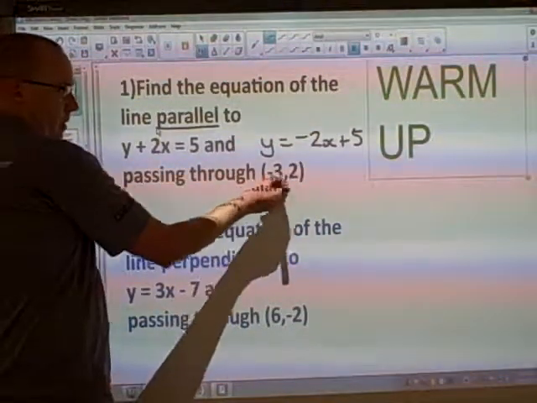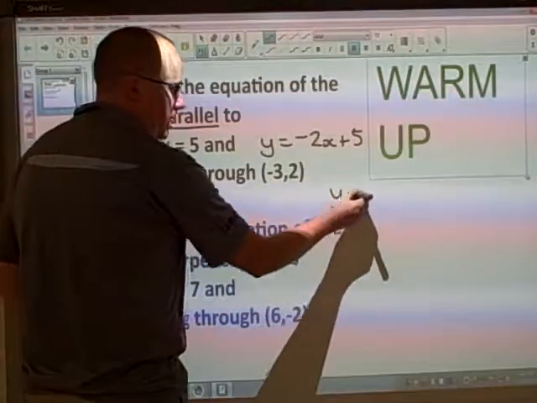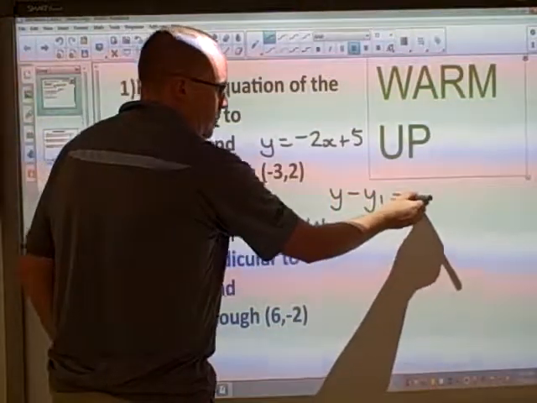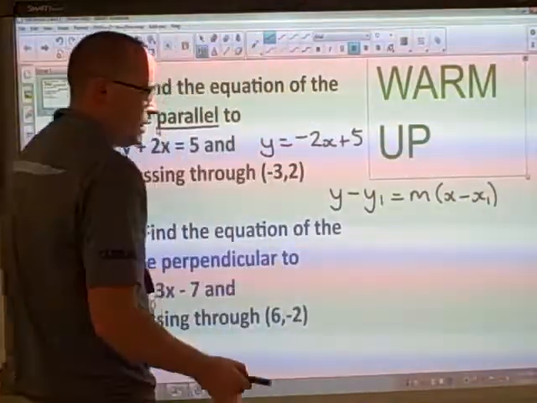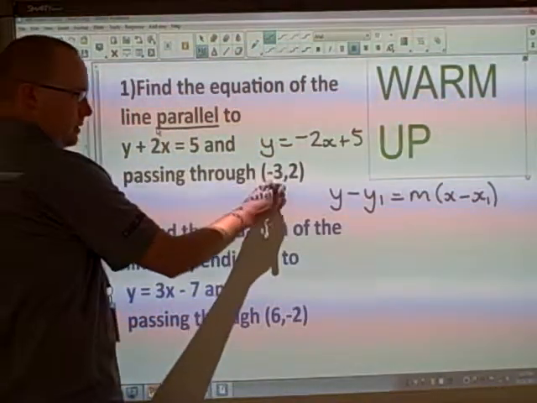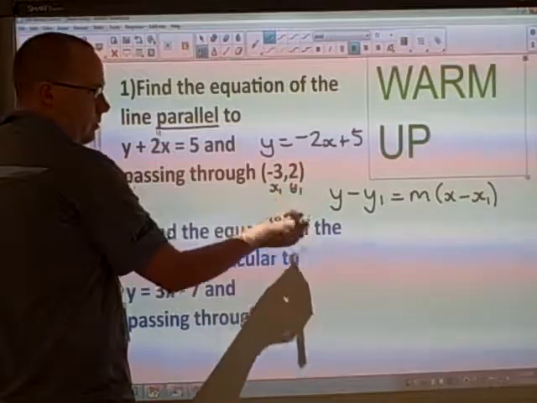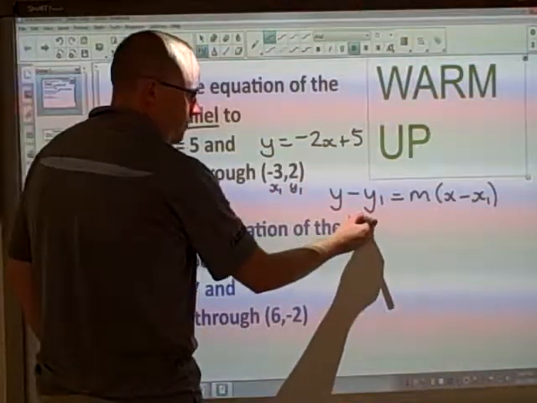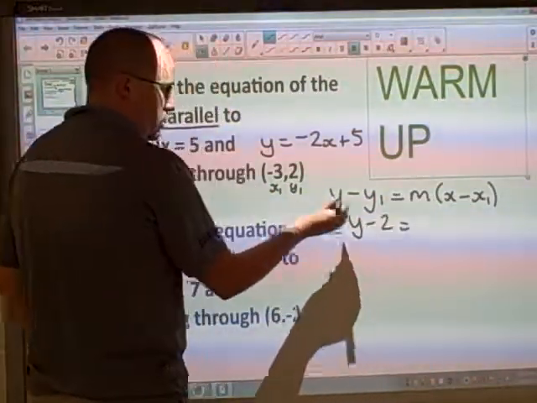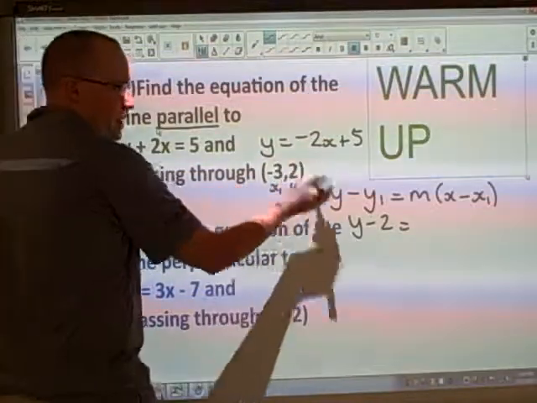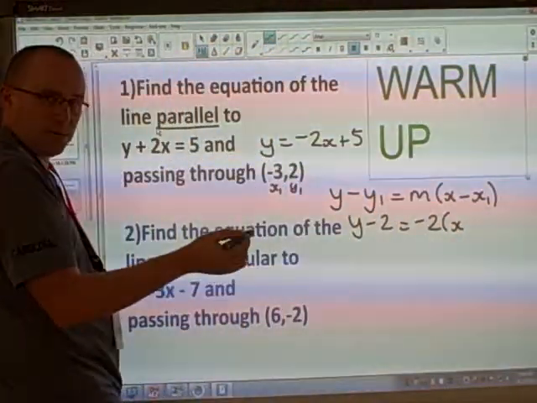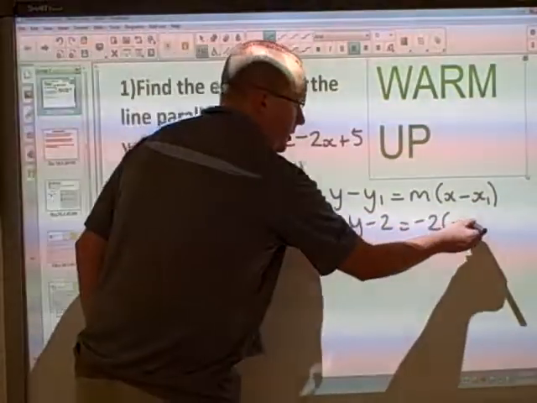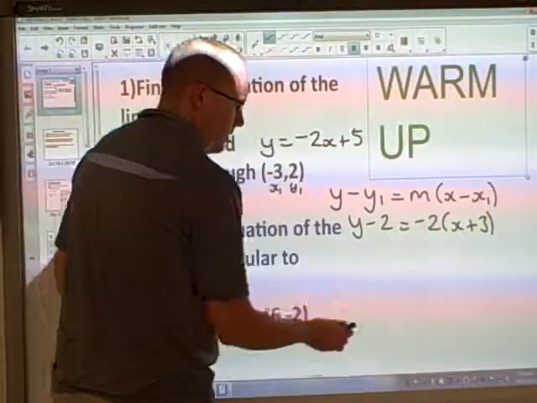Now, if we also have a point given to us, then we can use the point slope formula. So y minus y1 equals m(x minus x1). And then we can simply plug in the values that we got. So this is my x1, this is my y1. So y minus 2 equals the slope, and as it's parallel, it's the same as this, times x minus the x value. Now, as we're subtracting negative 3 here, I'm just going to go ahead and put plus 3.